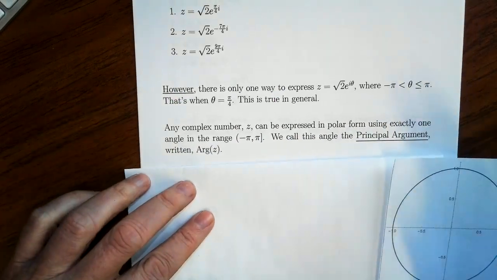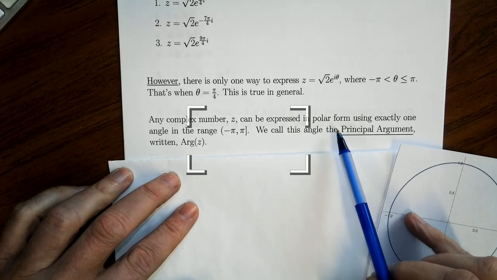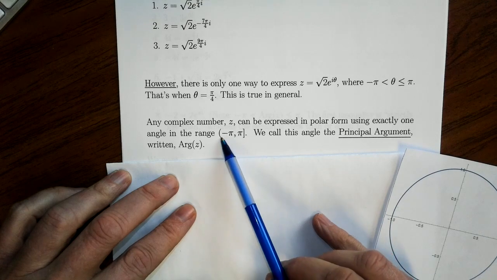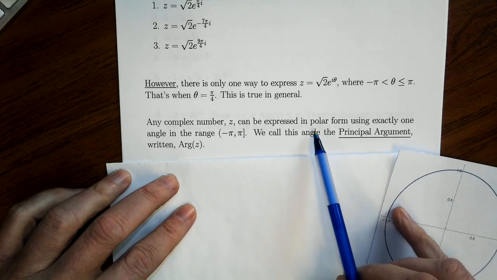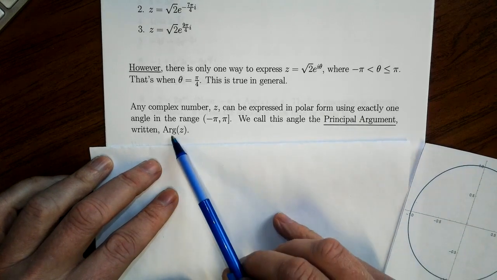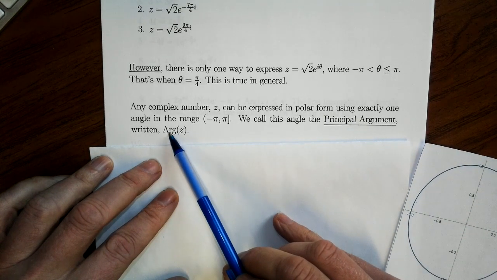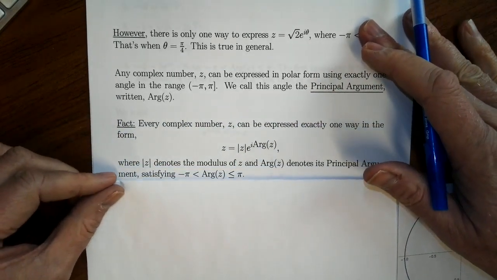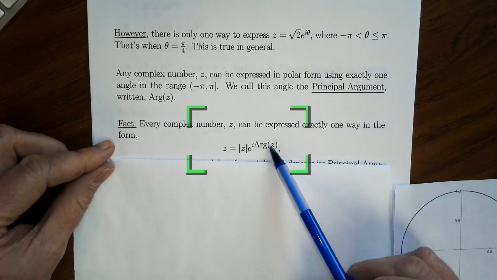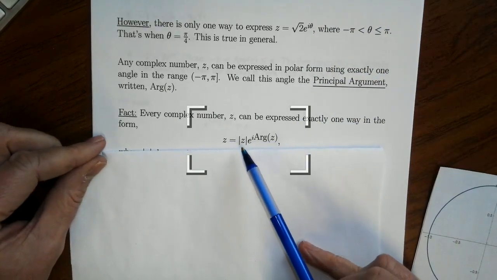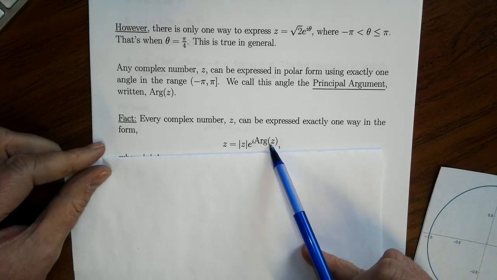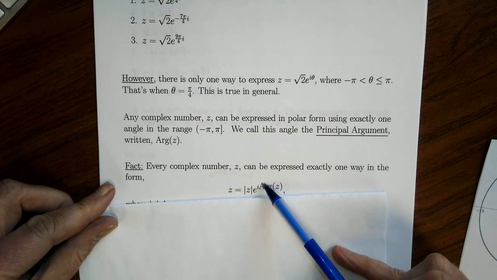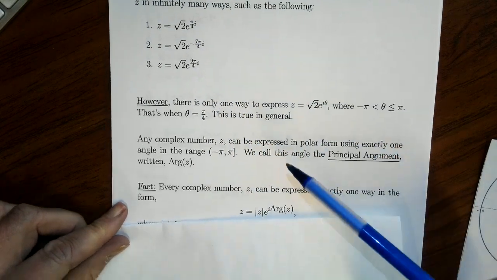So to say that again, any complex number z can be expressed in polar form using exactly one angle in the range from minus pi to pi. We don't include minus pi, we do include pi, and we call this angle the principal argument, which we're going to write Arg of z. We use a capital A to emphasize the fact that this is a principal argument. Every complex number z can be written exactly in this form: z is the modulus of z times e to the i Arg of z. So in the example above, √2 was the modulus of z, and the argument of z was this angle, pi over 4.